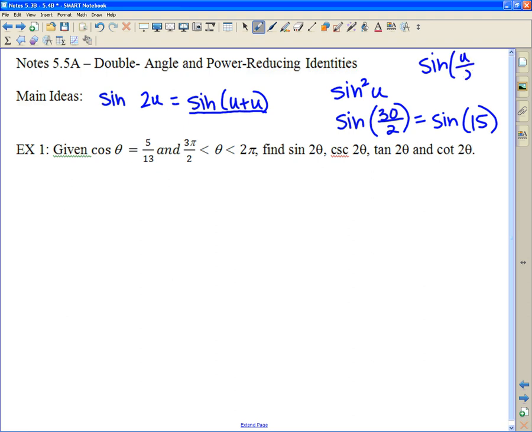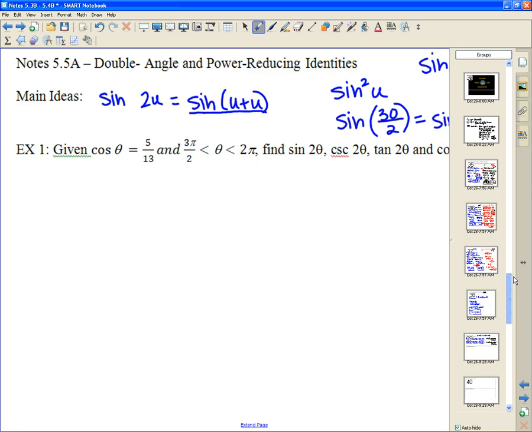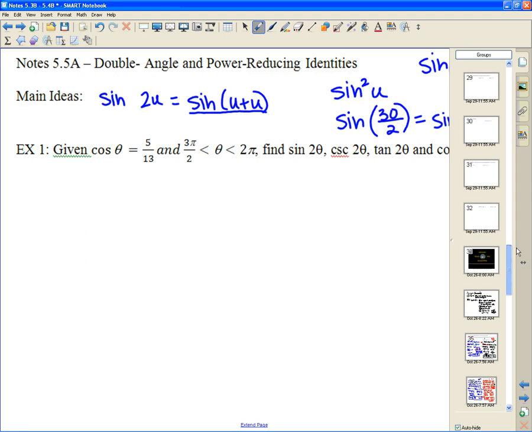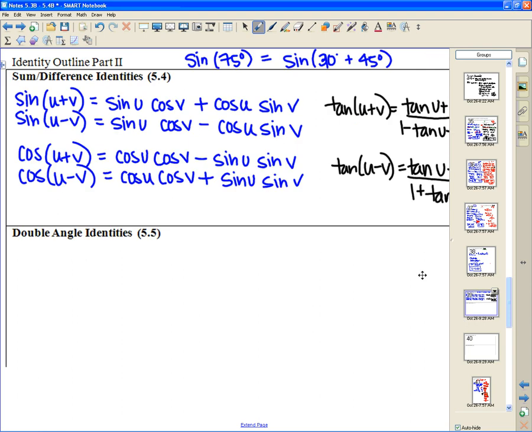Chandra Beetleson. For taking half of an angle, the sine of u divided by 2. You didn't really need to write too much of this up here because we're going to talk about it a lot later. So what I need you to do right now is go back to your identity sheet, identity outline part 2.